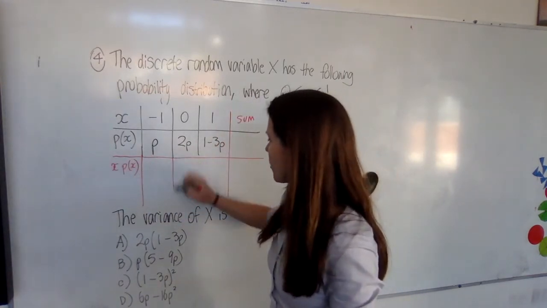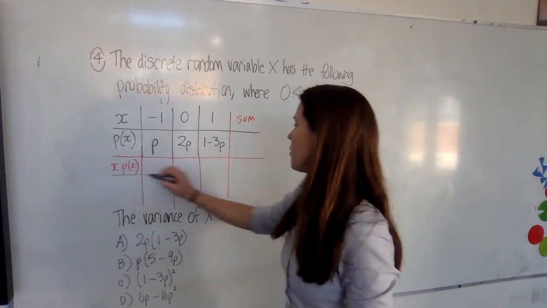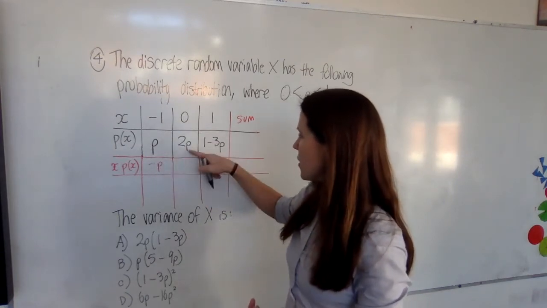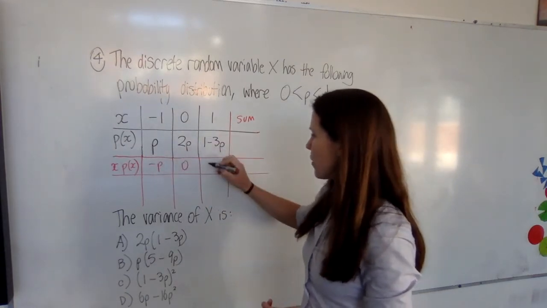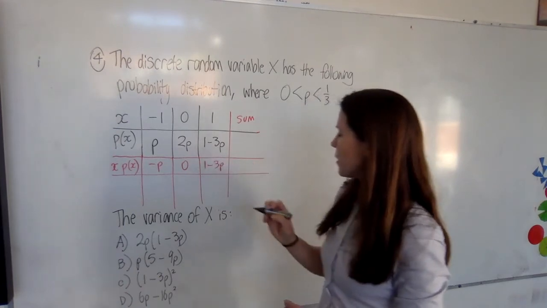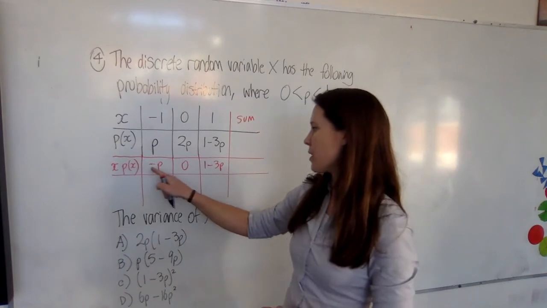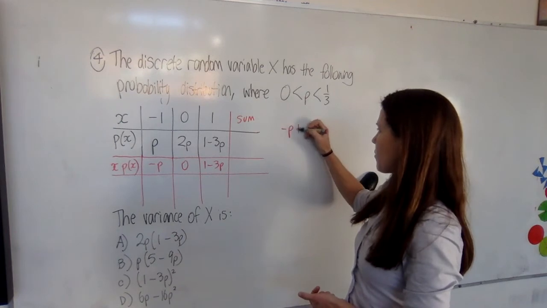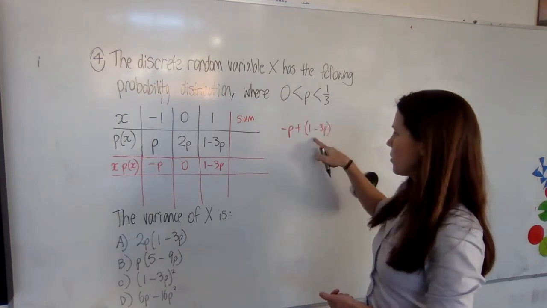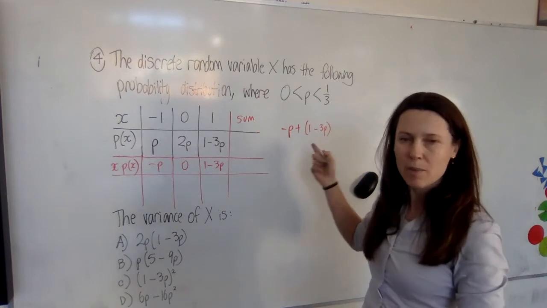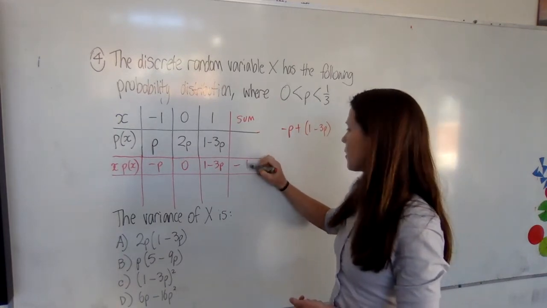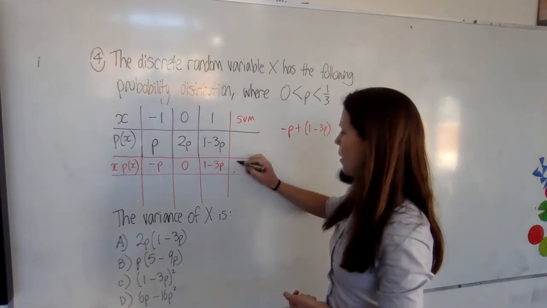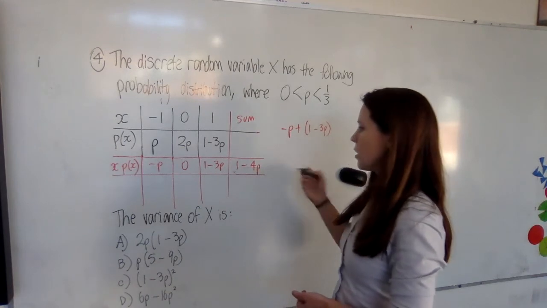Now, first thing I'm going to do here is just figure out the expected value. I need to multiply each score by its probability, so minus 1 times p, 0 lots of 2p, and 1 lot of 1 minus 3p just gives me 1 minus 3p. So if I add those up, I've got minus p plus 1 minus 3p. Whether you write that with brackets around the 1 minus 3p or not, it's just going to be minus p minus 3p. That gives me minus 4p plus 1. Or if you want to write it the other way around, it might be neater to write 1 minus 4p. So that's the expected value.